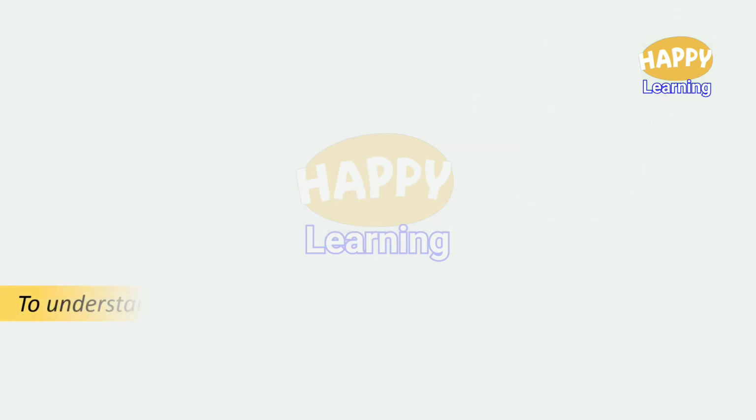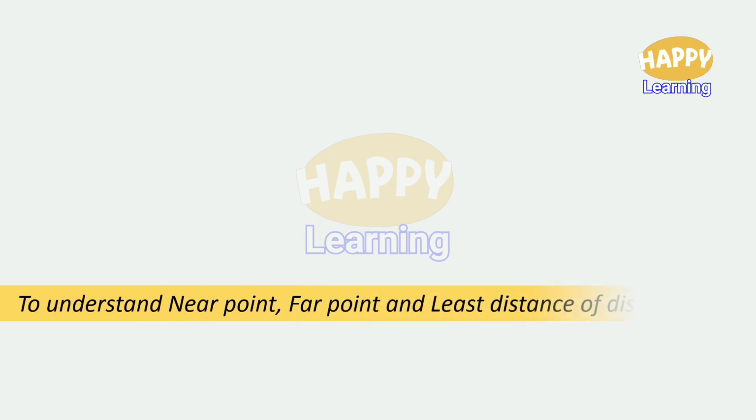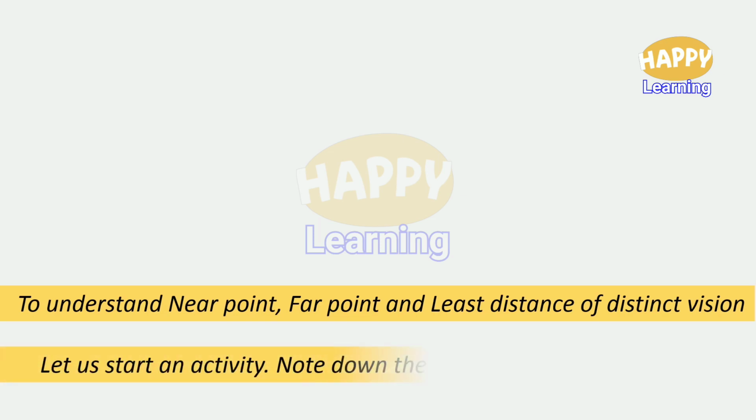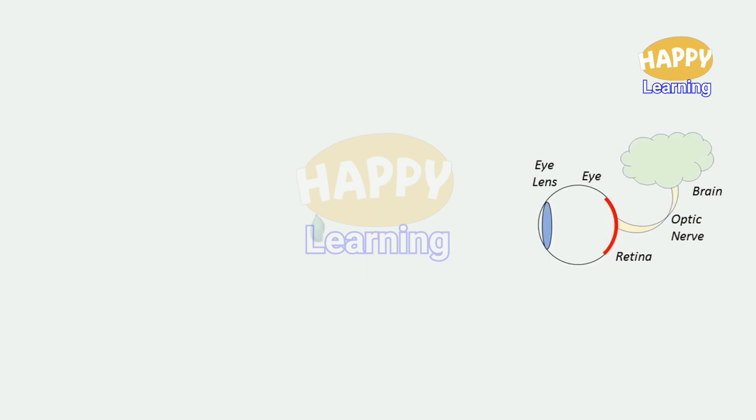To understand near point, far point, and least distance of distinct vision, let us start an activity. Note down the observations carefully. So let it be your eye. Place an object at some distance. If you can clearly see this object, put a tick mark, or you can put a green button.